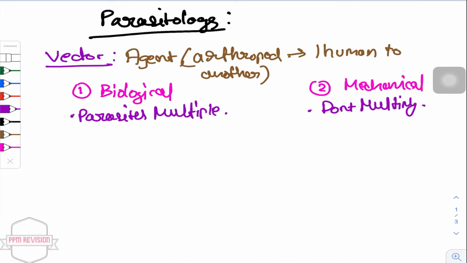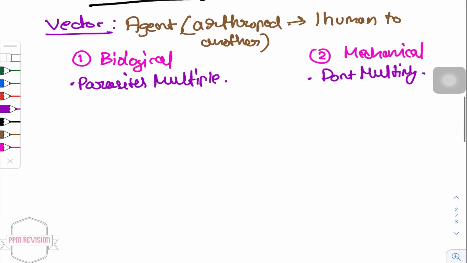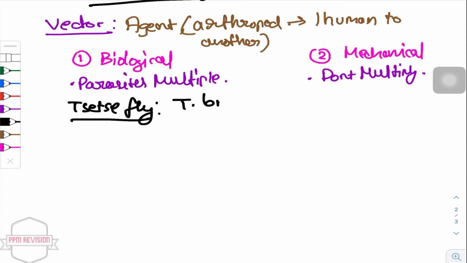Now, going ahead, we are looking at the examples. In case of biological, there's tsetse fly. It's a biological vector of T. brucei, while housefly is nothing but a mechanical vector. Housefly.